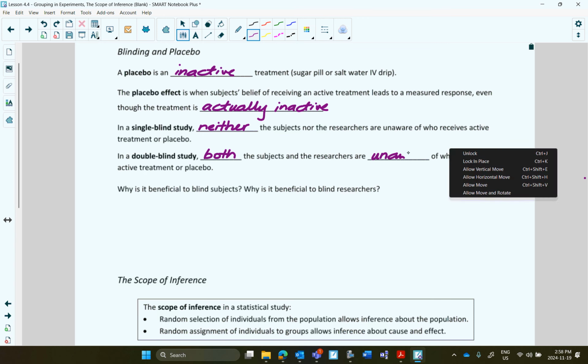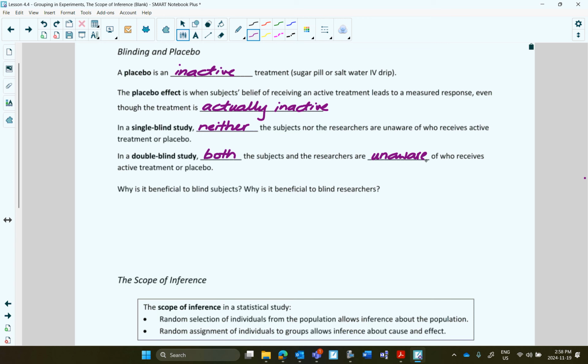No, single blind means one or the other doesn't know what's going on, the subjects or the researchers. Why do the researchers not know what the subjects do? I just explained it.